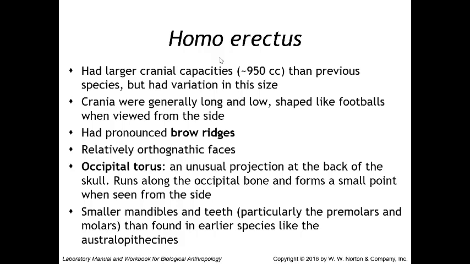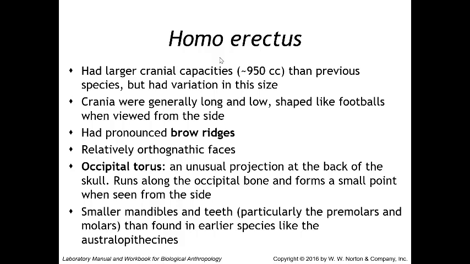Crania were generally long and low. They were shaped like footballs when you see them from the side. Homo erectus had pronounced brow ridges. They had relatively orthognathic faces. And what's interesting is they also have this occipital torus. The occipital torus is this unusual projection at the back of the skull, and it runs along that occipital bone, forming a small point when it's seen from the side. It really lends to that football-shaped head.